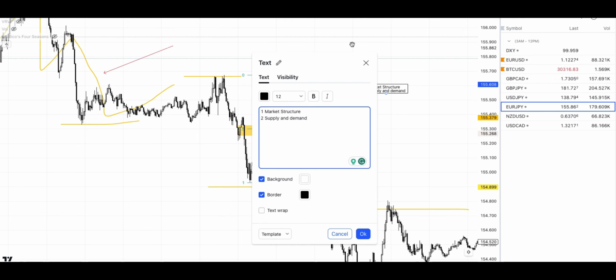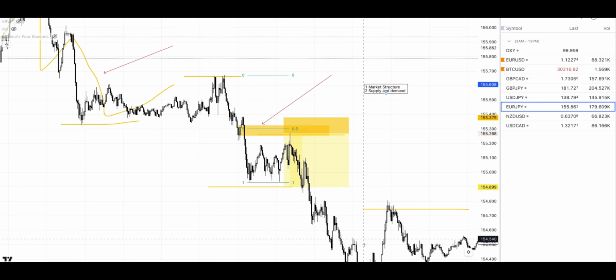Alright guys, I'm going to have to end the video here, but I wanted you to understand this. First, market structure, then find your supply and demand. Market structure can be on a 30-minute, 1 hour. Then you can find the supply and demand on the smaller time frames. I hope this video helps, guys.